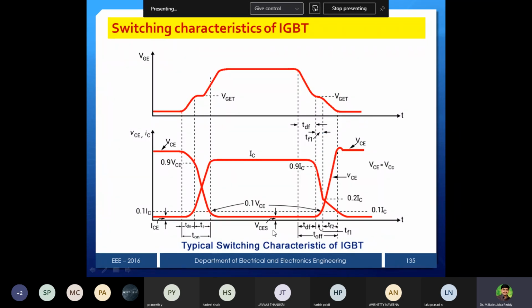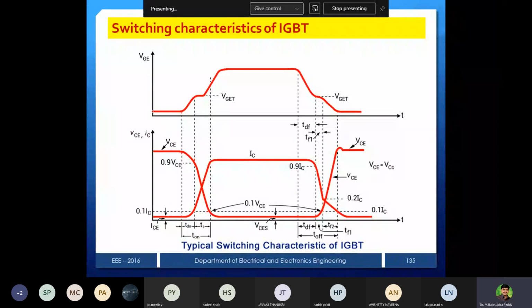And now there are the switching characteristics. Again the same process: switching characteristics means on and off. Before turn on, the device is in the off state. Once the device is in the off state, we need to turn it on. How is the device going to be turned on? By applying a voltage, the gate and emitter voltage. If you apply it, then gradually the device is going to be turned on.